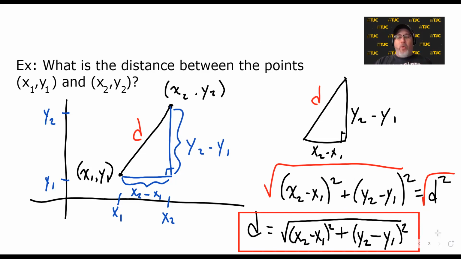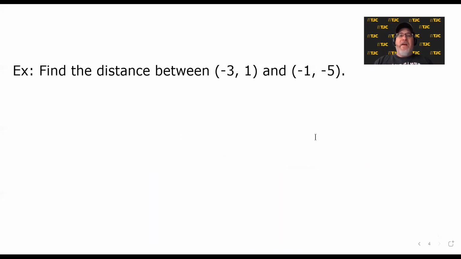All right, we're just going to take a look at one quick example because they're really not that hard. They're all the same. Just stick in the numbers, push it as far as you can, and then simplify your answer. Let's take a look at one example. Find the distance between the points -3, 1 and -1, -5.